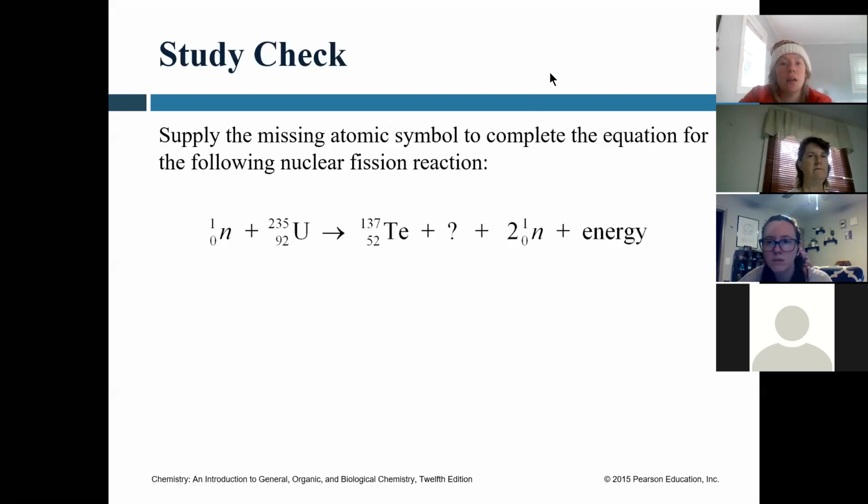Let's look at this here. I want you to complete this equation. So supply the missing atomic symbol to complete the equation for the following nuclear fission reaction. So we've got uranium-235. It's getting smacked with a nitrogen. No, it's getting smacked with a neutron. And we get Te-137, some sort of mystery particle, and 2 neutrons, and then energy. Remember, take note that this is 2 neutrons, okay? So you're going to need to double up your number on the top.